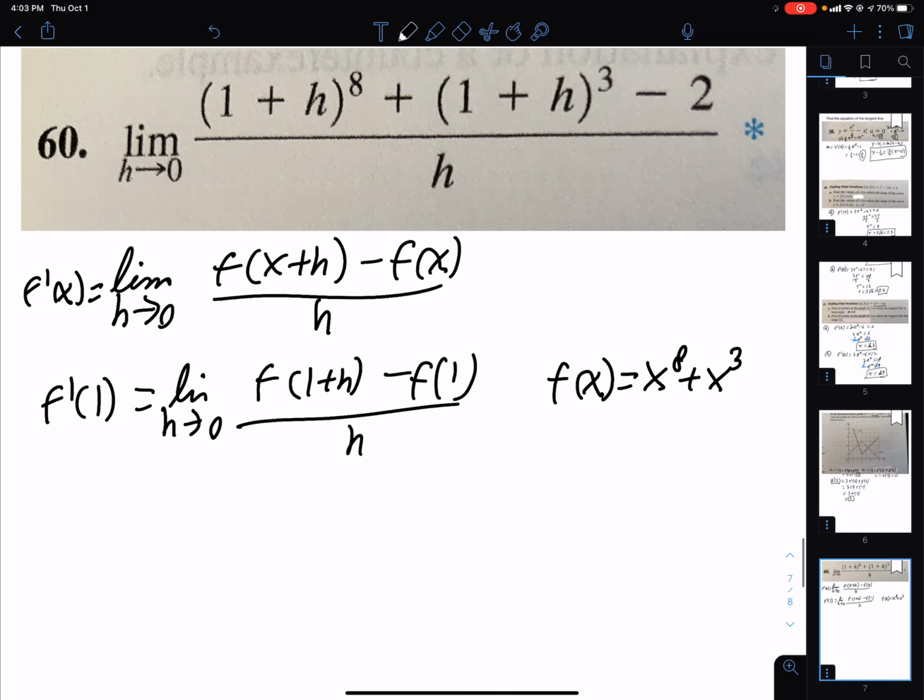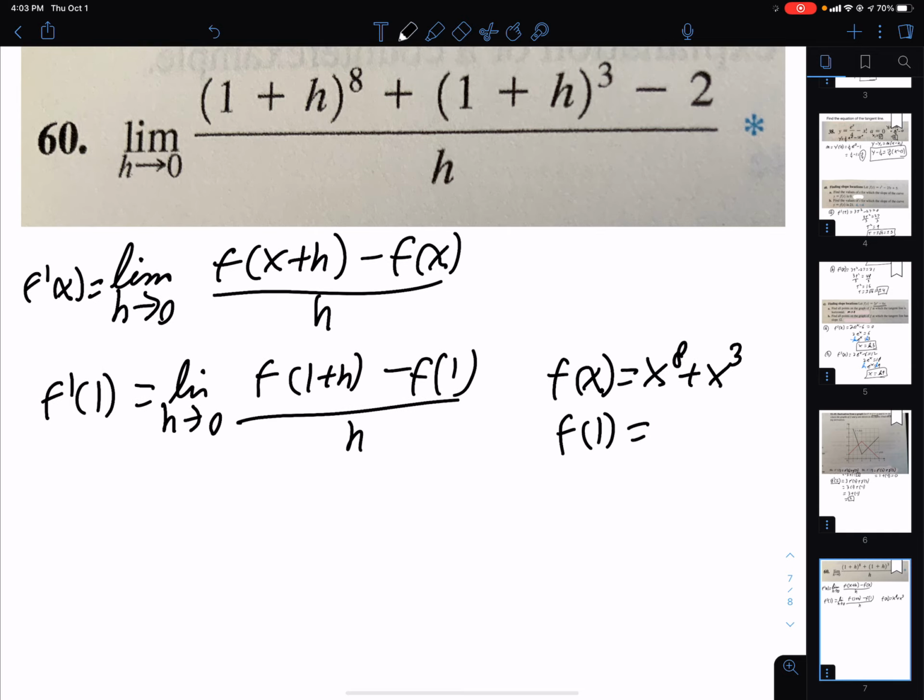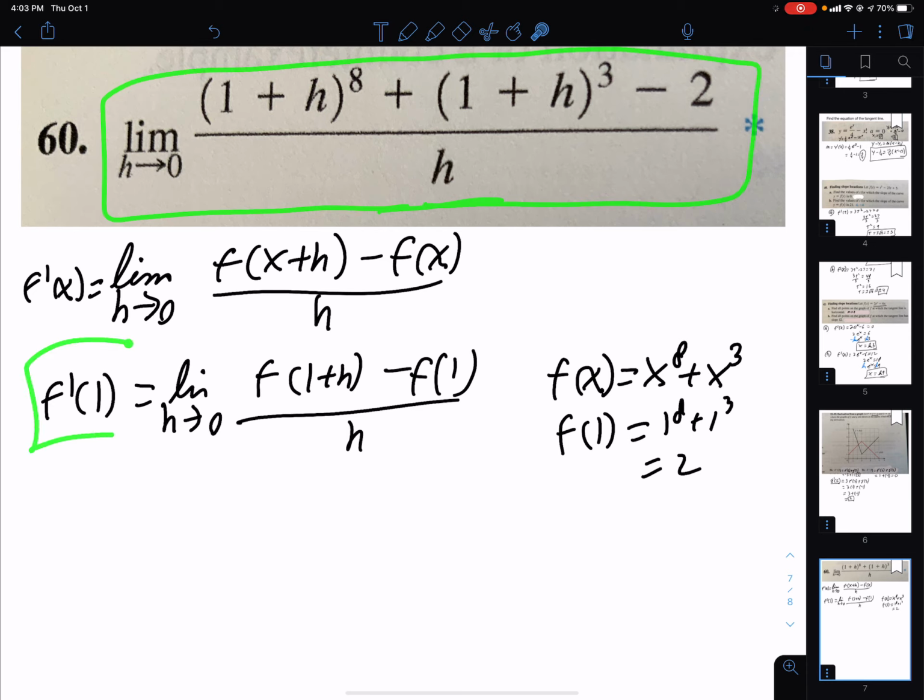Is f of 1 there? What's f of 1? That's 1 to the 8th plus 1 to the 3rd. That's 2. But look, 2. That's 2, and that's 2. So we look at this, and we recognize this ugly thing is the derivative of the function at 1. So what is f prime at 1?